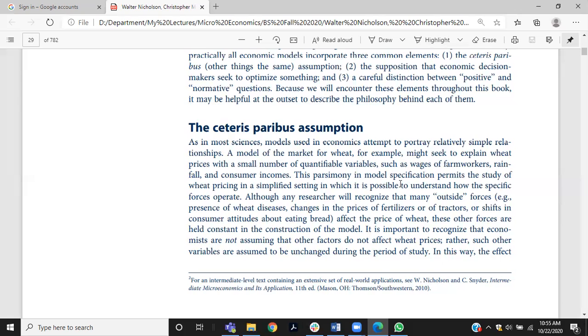This parsimony in model specification permits the study of wheat pricing in a simplified setting, in which it is possible to understand how the specific forces operate. What is parsimony?